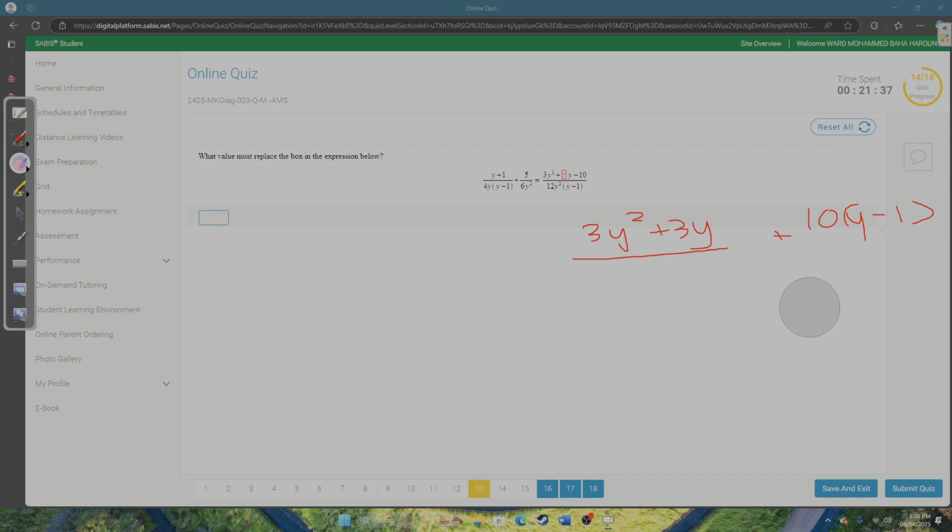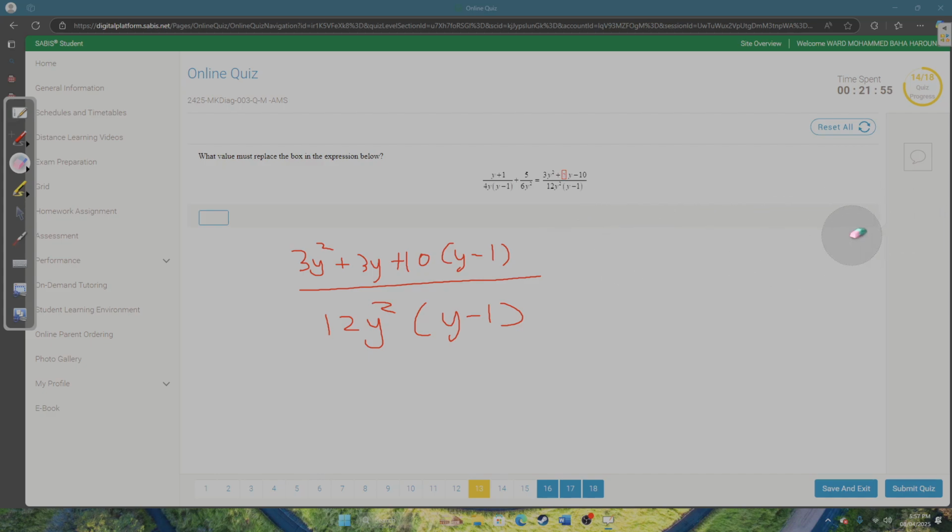Oh my god. 3y squared. Okay. 12y squared, y minus 1, over 3y squared plus 3y plus 10 times y minus 1. I think we're doing it right. Oh yeah, okay, we're doing it right. What am I doing wrong? Multiply by 2, right? Y minus 1.